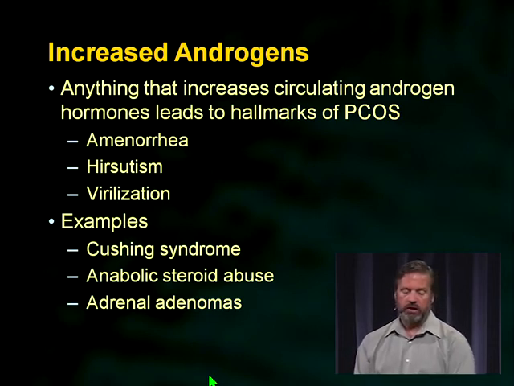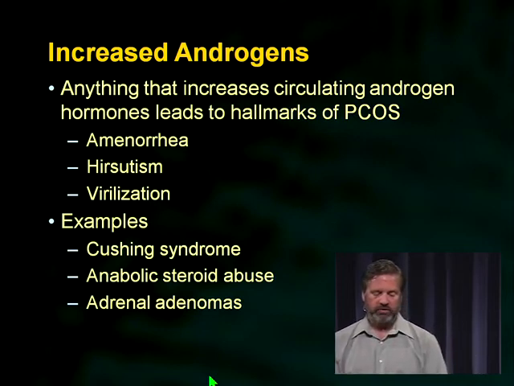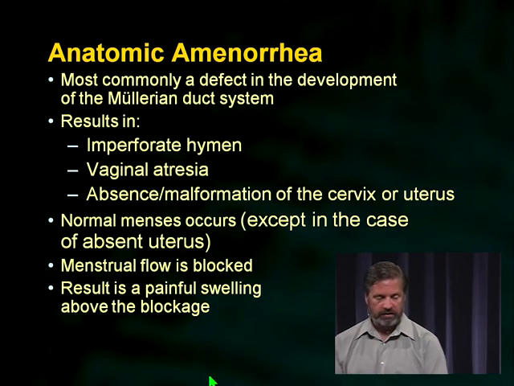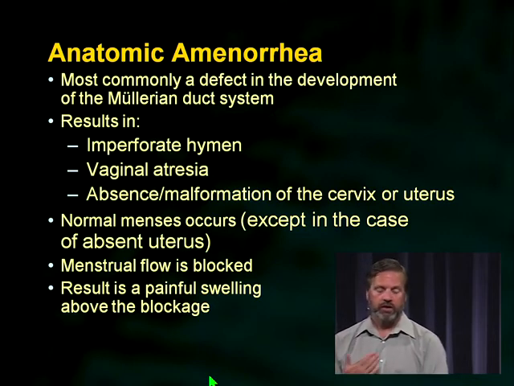So anything that's going to increase androgens is going to create problems with amenorrhea, hirsutism, virilization, and I gave you some examples. Even thinking about exogenous anabolic steroid use is a really important question to ask of patients, whether or not that's a possibility. And then if there's anatomic amenorrhea, it basically means that the anatomy is not normal, and that's what's led to the amenorrhea. So a simple one is an imperforate hymen, but you can have vaginal atresia or malformation of the cervix or uterus that can lead to problems with usually primary amenorrhea.